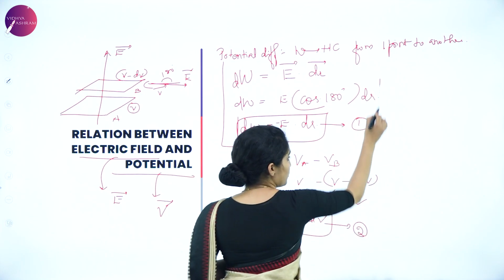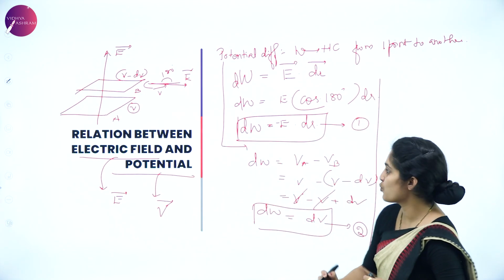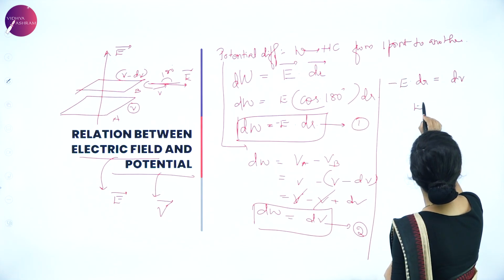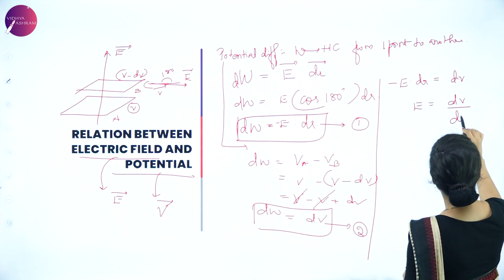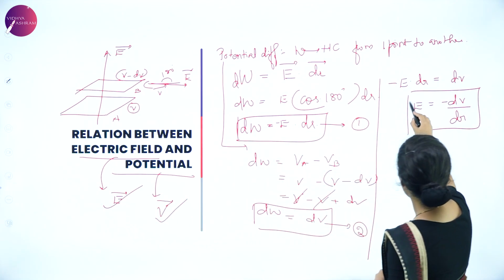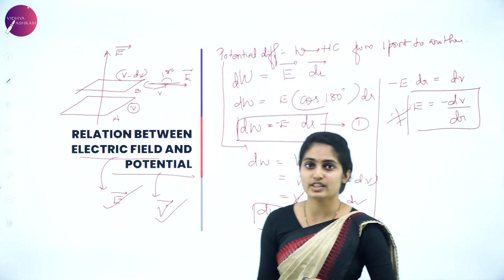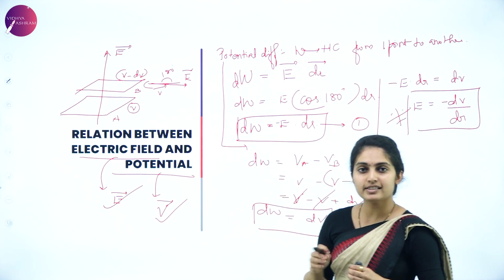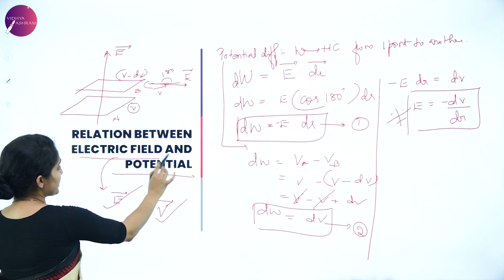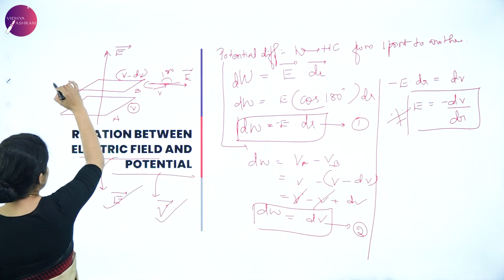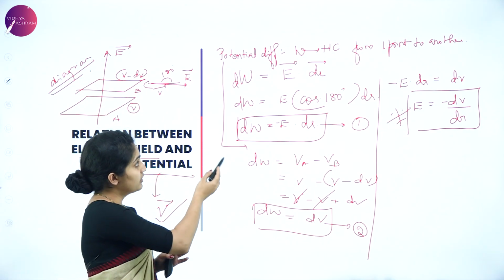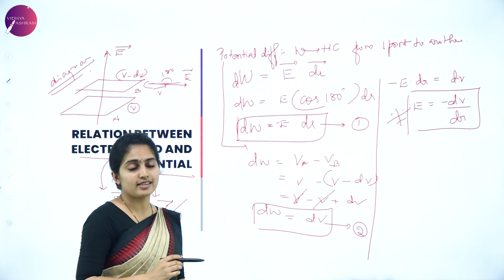Consider this as equation 2. On equating the two equations, that is equation 1 and 2, you have minus E into dr is equal to dV. So E you retain as it is, E is equal to minus dV by dr. This is the relation between electric field as well as potential as given here. One of the important derivations that you'll have to know: electric field is directly proportional to the potential difference. So the relation between electric field and potential is given in that. By using this diagrammatic representation, we derive the relation between electric field as well as potential.